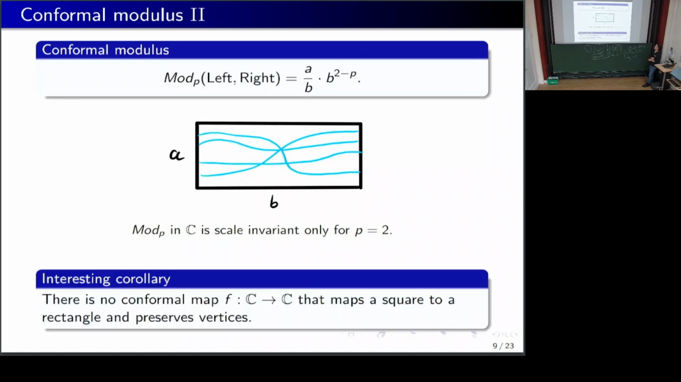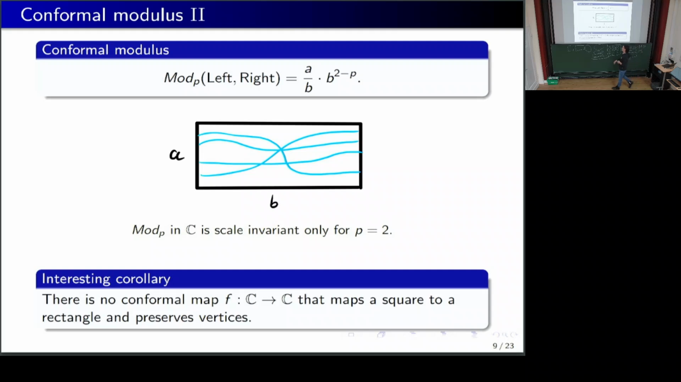An interesting corollary of this is that I can use this conformal modulus, the 2-modulus in this case, to show that there is no conformal map in the complex plane that maps a square to a rectangle so that it also preserves the vertices. And the reason is that, let me draw here. By vertices I mean that it maps these points to these 4 points. So there is no conformal map which maps a square to a rectangle while preserving vertices.